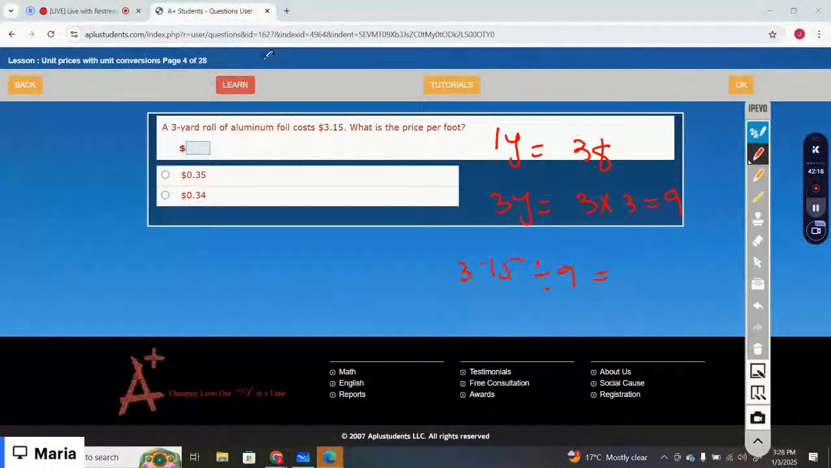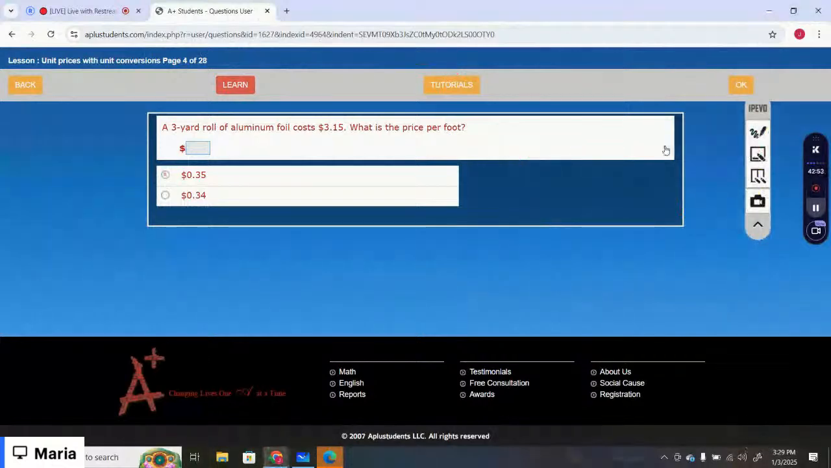So that would be $3.15 divided by 9. So the correct option is 3.15 divided by 9, that is $0.35. The correct option is $0.35. Option number 1 is the correct option.